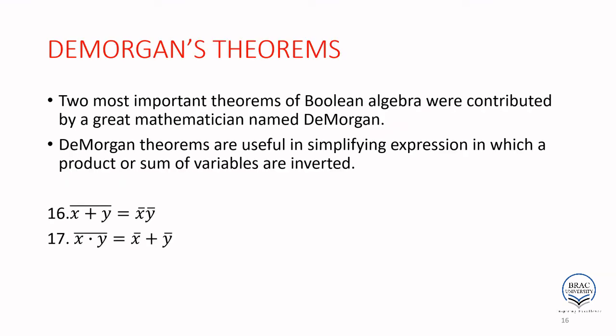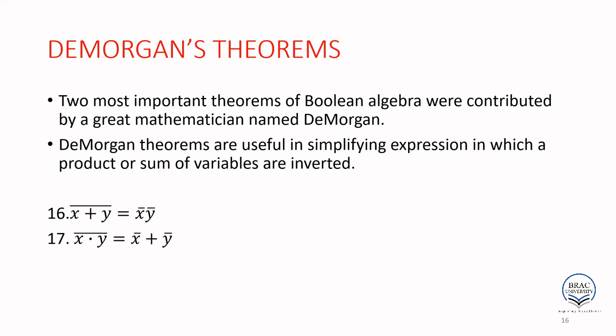Now the importance of De Morgan's theorem. Two of the most important theorems of Boolean algebra were contributed by a great mathematician named De Morgan. De Morgan's theorems are useful in simplifying expressions in which a product or sum of variables is inverted. Say (x plus y) prime equals x prime into y prime, and (x dot y) prime equals x prime plus y prime.